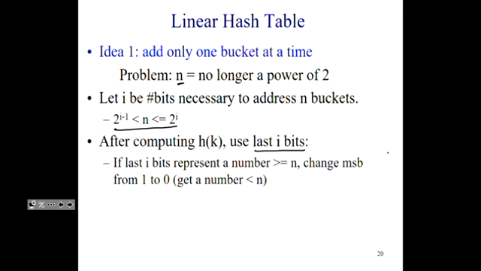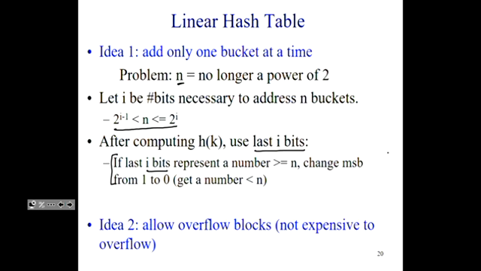Now, the way it deals with the fact that n is not a power of 2 is that if the last i bits represent a number that is greater than or equal to n, then we will change the most significant bit of those i bits from 1 to 0 in order to get a number less than n. Everything that is greater than or equal to n is rounded down, if you will, to a number that is less than n. Everything that's less than n will stay as is. Let me keep going, and then hopefully with an example things will become clear.